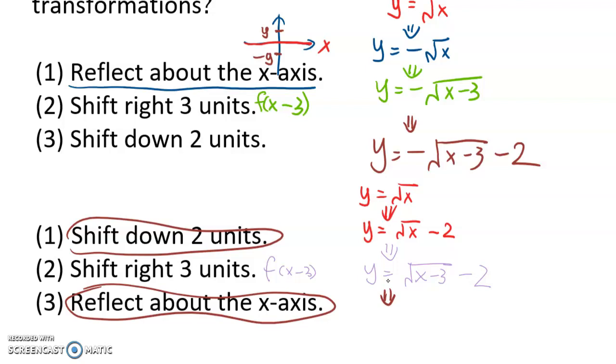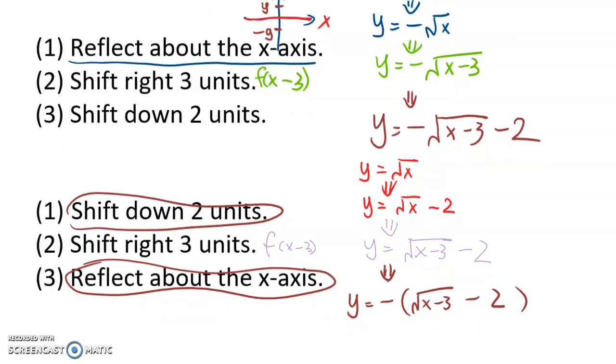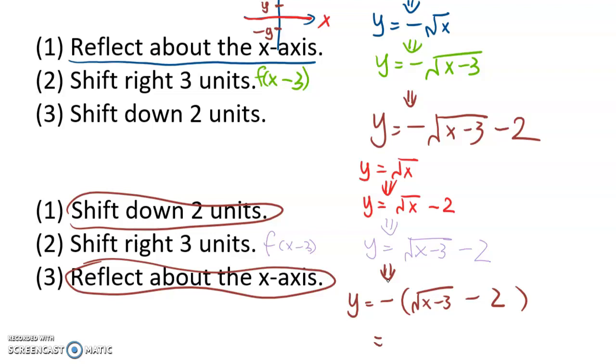Reflect the graph about the x-axis. So that means I have to multiply the whole function by negative 1. So my function becomes negative, the whole thing, square root of x minus 3 minus 2. Now I have to distribute this negative sign to the 2 terms inside the parentheses. I have negative square root of x minus 3 plus 2.